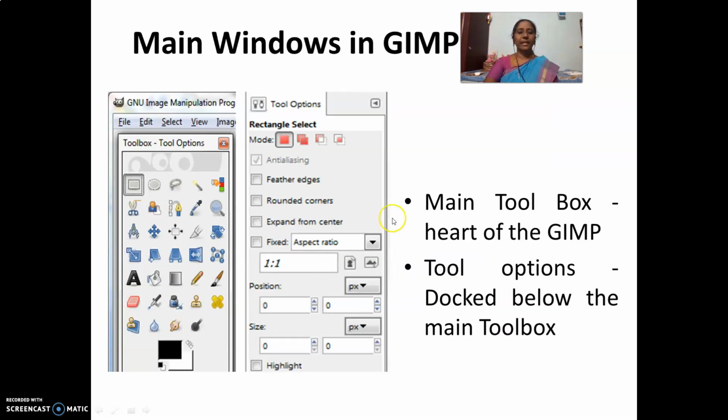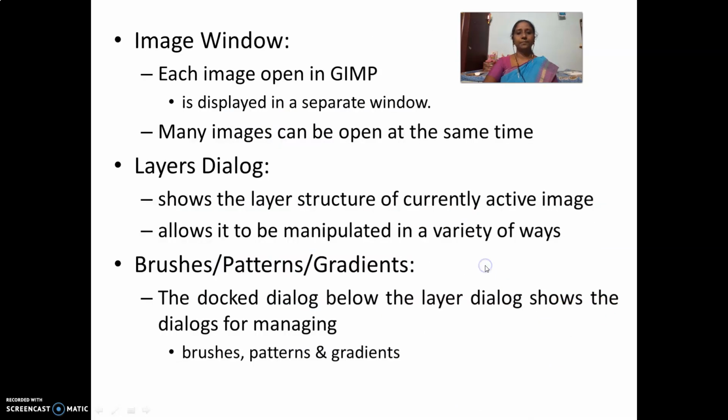Next, we have already seen the toolbox, which has its own tool options. You can see here a rectangle tool has been selected, and these are all the options used for that particular tool. This main toolbox is called the heart of Gimp. We have many tool options docked below the main toolbox.